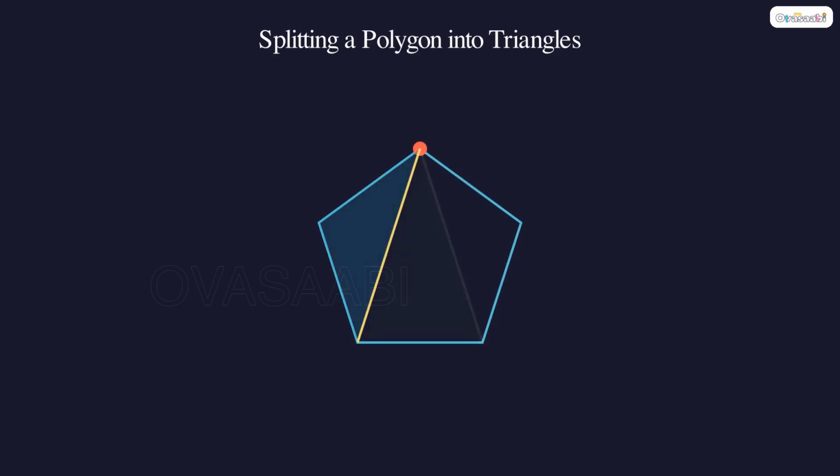Here is the key rule. From one corner we can split any polygon into triangles. A shape with n sides gives n-2 triangles. Each triangle has 180 degrees.